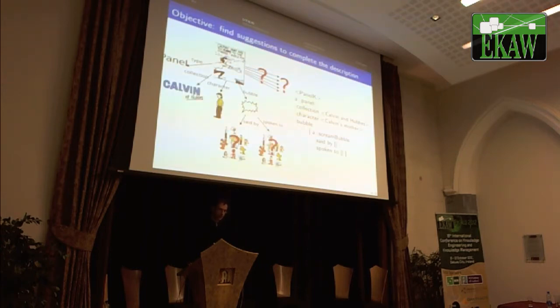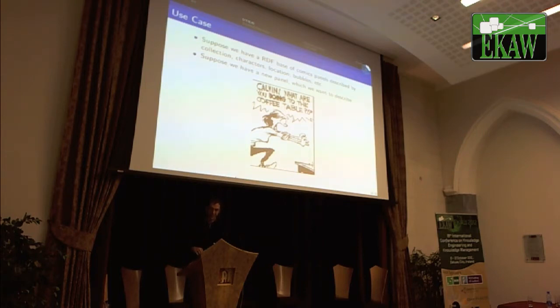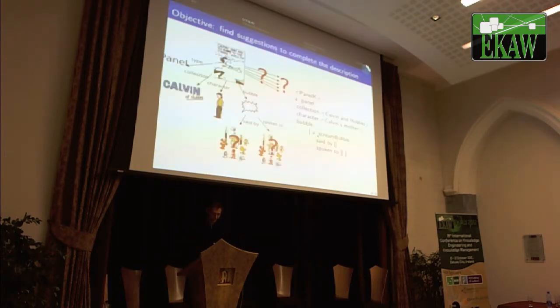So suppose that at some stage of the process, we have already described this object with a number of properties. Here, for instance, we have already described the type, the collection, the character, and we have already said that there is a screen bubble, but we did not yet specify who says the bubble and to whom it is spoken. And there may also be additional properties that we may want to define. So here you have the description in Turtle syntax, which is similar to what is displayed in the software.